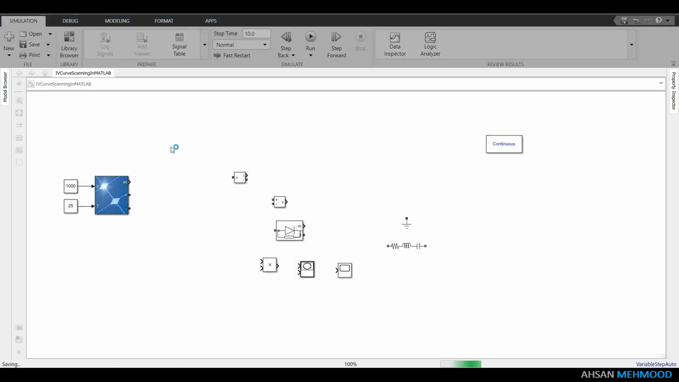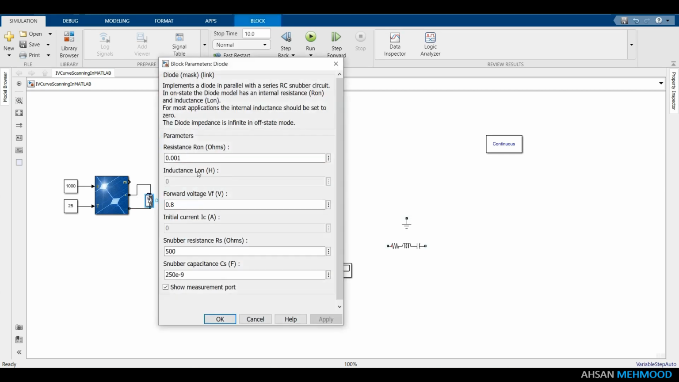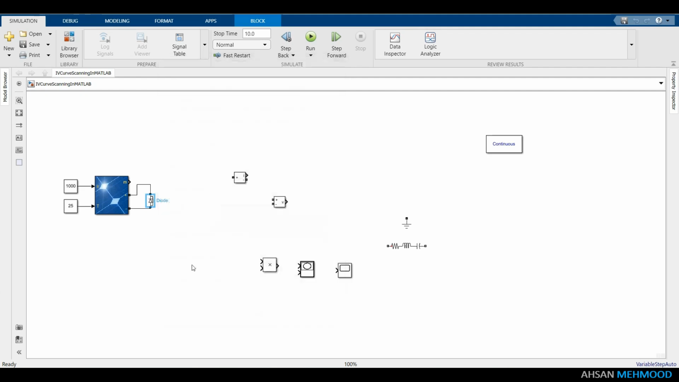As you may know from the theory, when PV modules are connected in series, a bypass diode is connected across each module. Therefore, connect this diode to the PV module. As displayed on the screen, these are the diode's parameters.